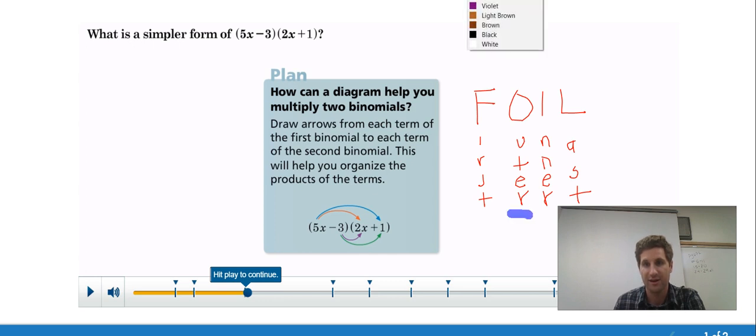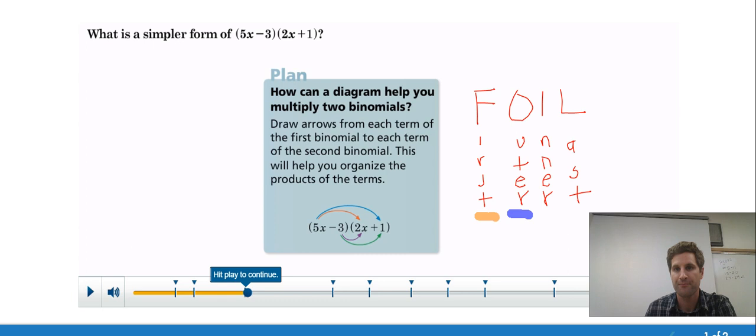I didn't mean to start that. I wanted to start with orange. 5x and 2x would be the first. The inner would be negative 3 and 2. And then the last piece would be the negative 3 and the 1.